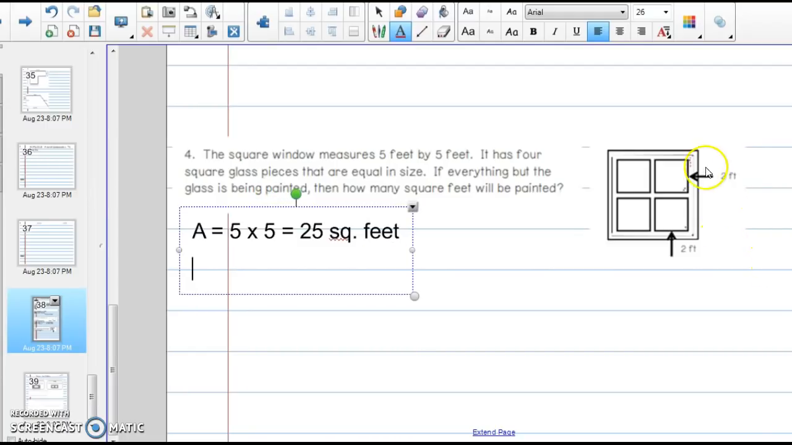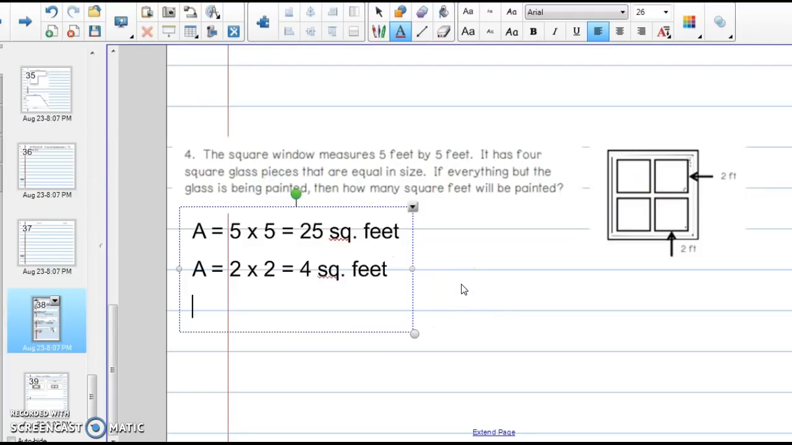Now, if you'll notice, each of the glass panes on the inside measures 2 by 2. So we also need to find the area of those smaller glass panes by multiplying 2 times 2, and we get 4 square feet. Well, there's not just one glass pane, there are 4 glass pieces inside the window. So, if each one of those has 4 square feet of area, we would multiply by 4, and we get 16 square feet for the glass.